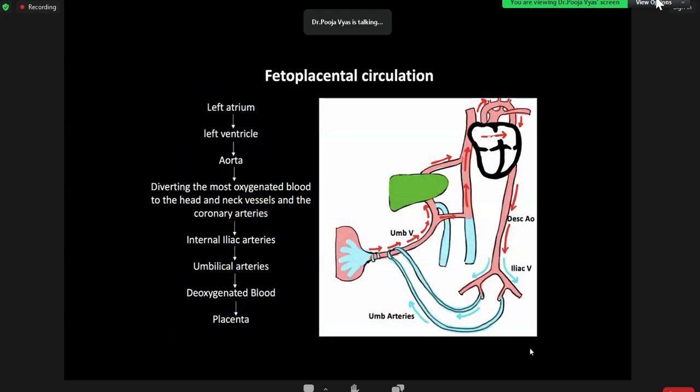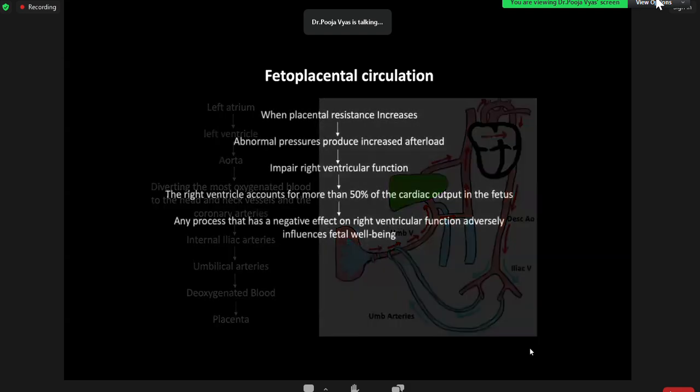Now, from the left atrium, it goes to the left ventricle to the aorta, which will divert the most oxygenated blood to the head and the neck vessels, as well as the coronary arteries. From there, it will go to the internal iliac artery, then the umbilical artery, which will carry the deoxygenated blood back to the placenta. So here we have to see that oxygenated blood goes through the umbilical vein and the deoxygenated blood comes back through the umbilical artery into the placenta.